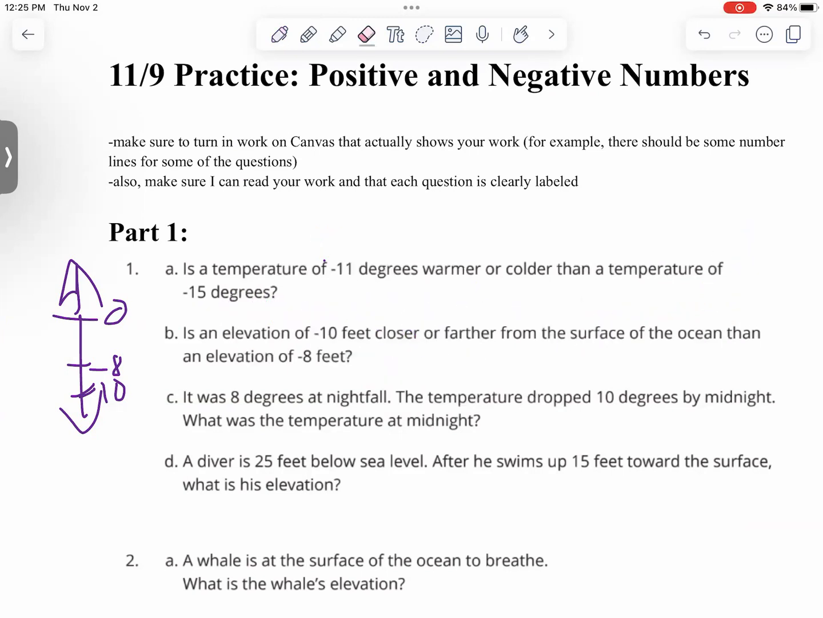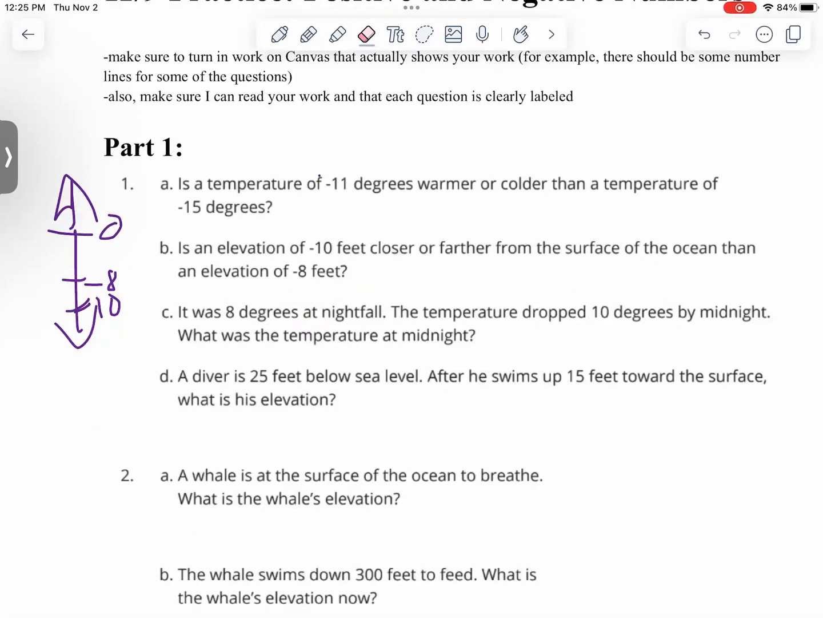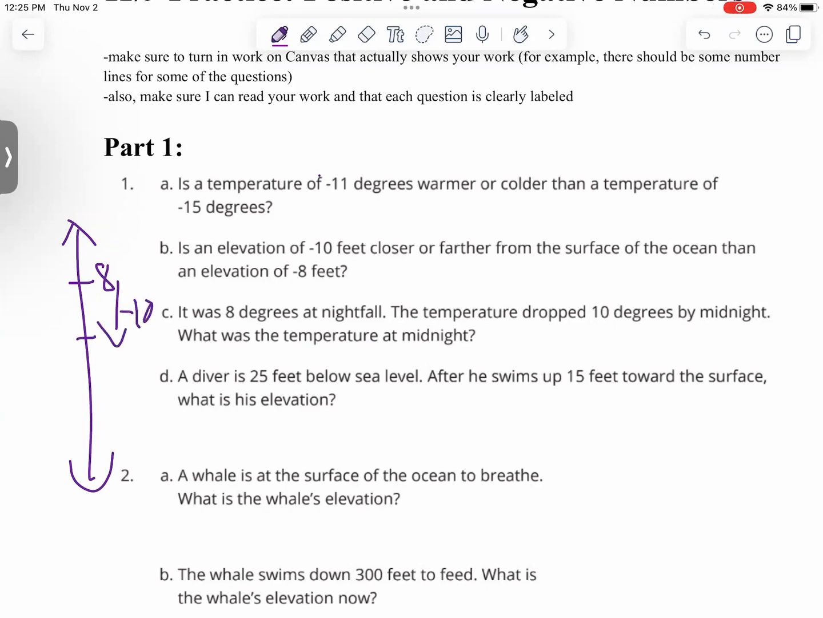All right, so we'll continue on. It was 8 degrees at nightfall. The temperature dropped 10 degrees by midnight. What was the temperature at midnight? Okay, so we're starting at 8 degrees. We're at 8, and we got to go down 10. Oh no, so we got to go past 0. That's going to get us back to 0, and then we're going to have 2 on the negative side, because it took 8 to get back to 0, then 2 more negative. That one's a little tough for 6th grade. So that one was a challenge.